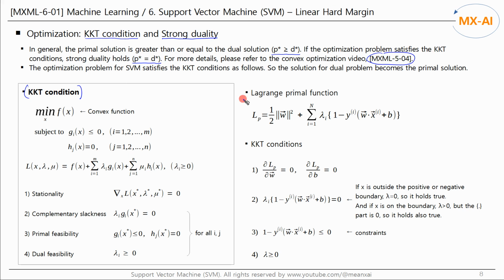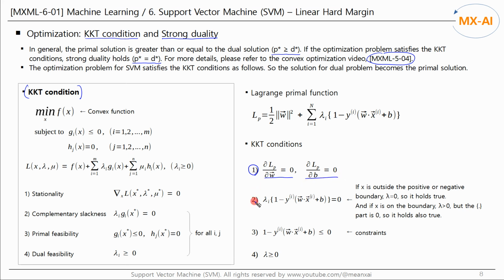Our problem satisfies all the KKT conditions. The first condition is satisfied because we differentiate the primal function with respect to w and b and find w star and b star with slopes of 0.